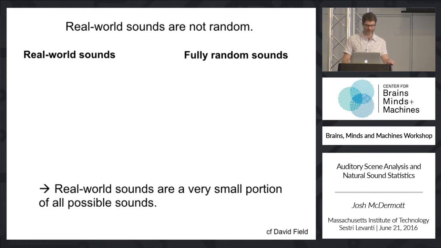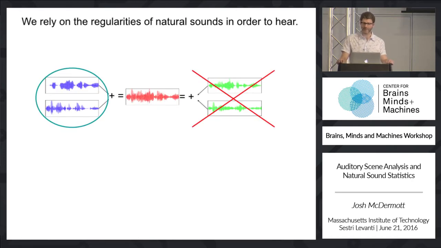All right, and so the point here is that real-world sounds are a very, very small portion of the set of all possible sounds. They exhibit very tight statistical regularities, and we believe that we rely on these regularities in order to be able to hear. All right, without them, we wouldn't be able to solve this problem.